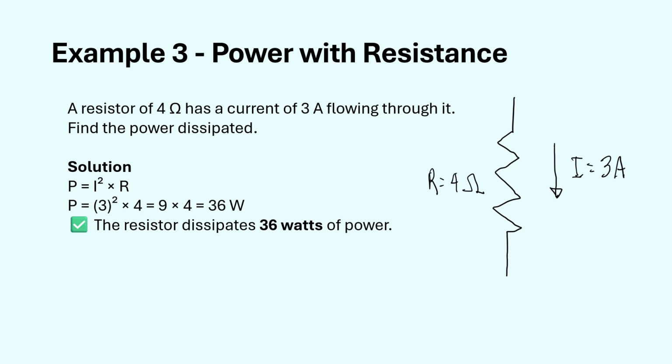Next example is power in a resistor. We've got a resistor of 4 ohms, and we know that there are 3 amps of current going through this resistor. Find the power dissipated in the resistor. So the power is equal to I squared times R. It's one of our equations that we looked at earlier, when we know the current and the resistance. So the power is 3 amps squared times 4 ohms. That's 9 times 4, which is equal to 36 watts. So the resistor dissipates 36 watts of power.